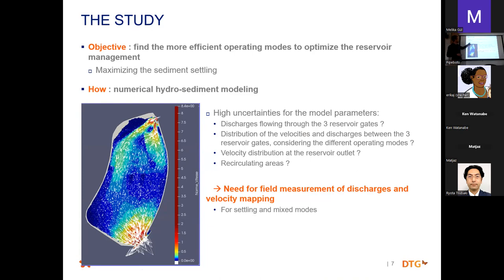So we use a numerical model to be able to play a lot of different scenarios, but when we started doing the model, we found that there were very high uncertainties for the model parameters. Especially, we didn't know exactly what the discharges of the three entering gates were. We didn't know the distribution of velocities in the reservoir, if there were some recirculating areas, for example. And we didn't know the velocity distribution at the reservoir outlet. That's why we needed accurate field measurements of discharge and velocity mapping. And we did that for both the settling and the mixed mode. Okay, next one, please.